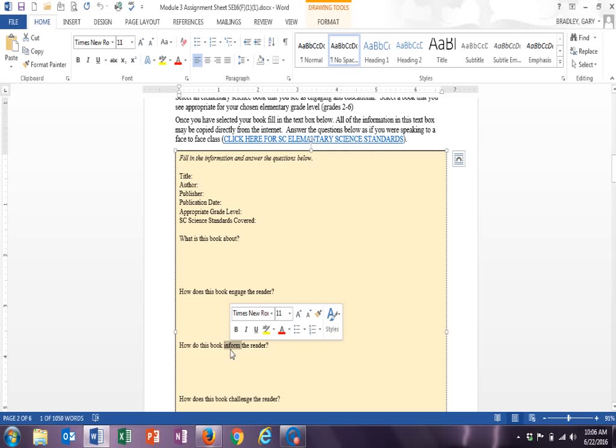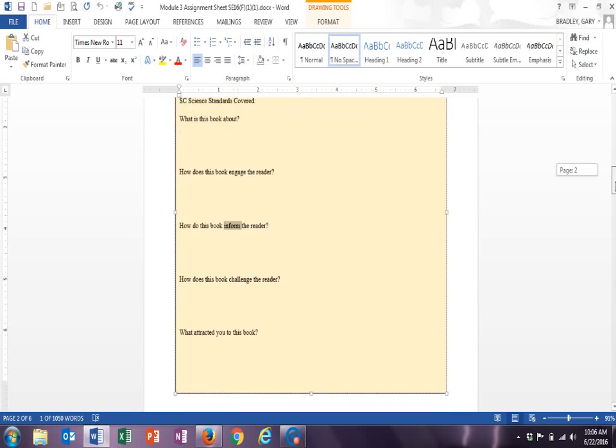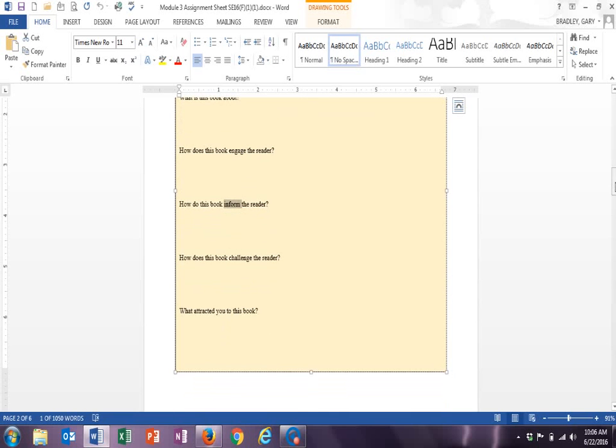What's the storyline? What are the things that are hooking that reader into the book? And then, of course, what is the information? Because we do want it to be a science book. What are they sharing? Is it the weather? Is it the water cycle? What is it that the book is talking about? How does it challenge the reader? At some point it needs to give the reader some motivation, to explore more, to learn more, to have that wonder and that fascination with science.